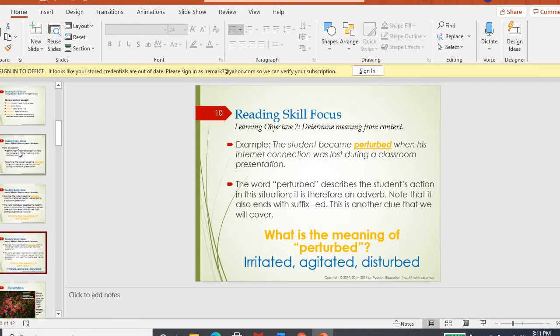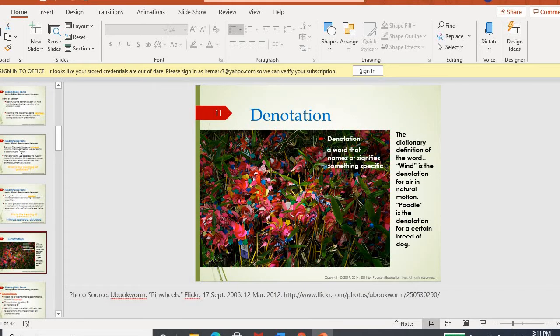So that's what they mean by part of speech there. But I don't spend tons of time on it. So part of knowing about vocabulary and context is knowing the difference between denotative and connotative meanings.